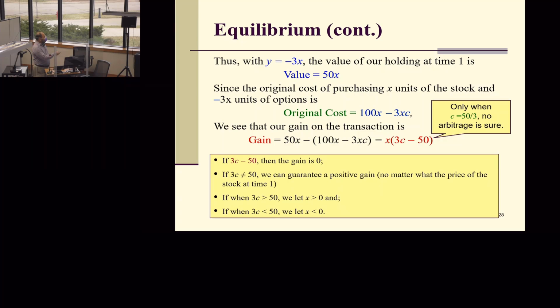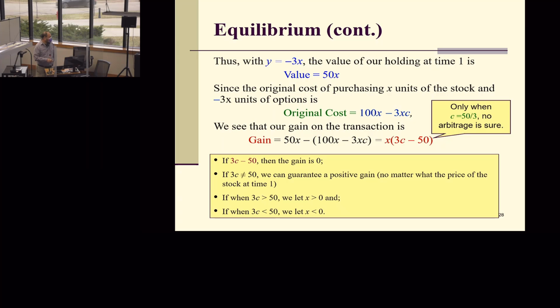Okay, just refreshing what we had last time. Then I know the total outcome will be 50x. The initial investment will be 100 times x minus 3x times c, which is basically x times (100 minus 3c). 100 minus 3c is actually my cost. So 50 minus (100 minus 3c) equals 3c minus 50. So this is my profit after this maneuver. The outcome minus the initial cost will be x times (3c minus 50).